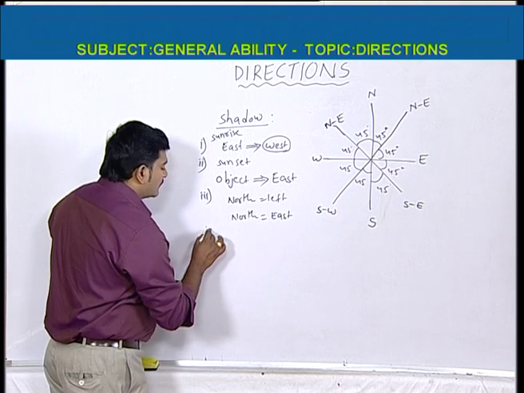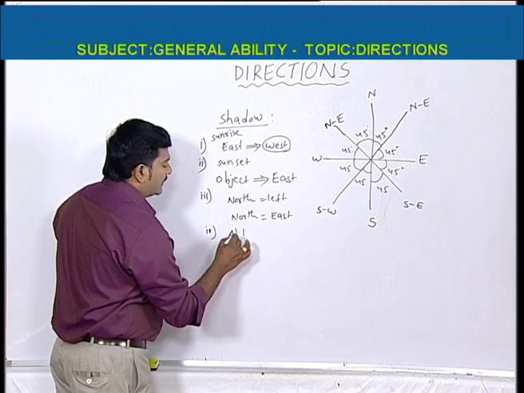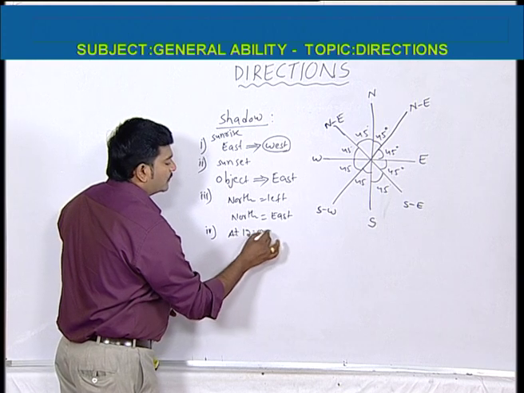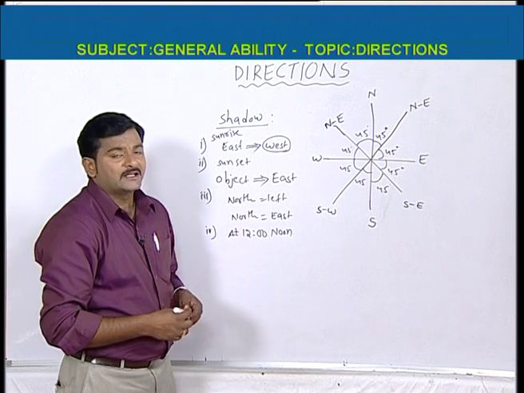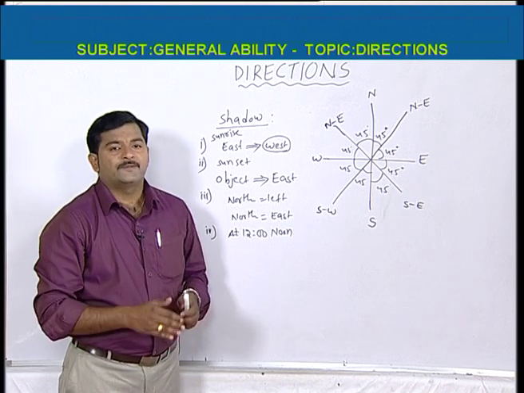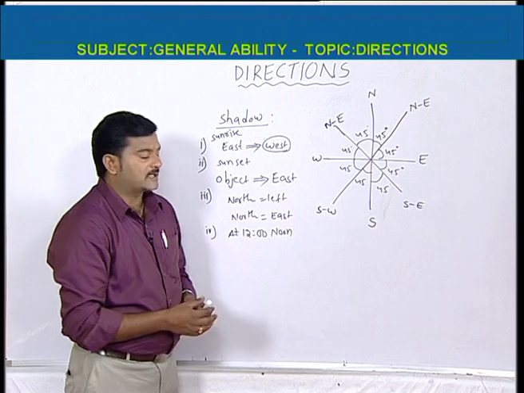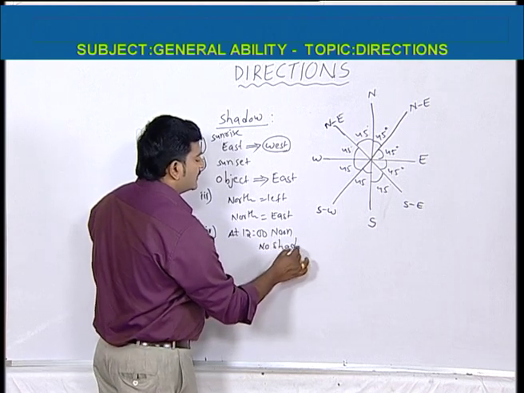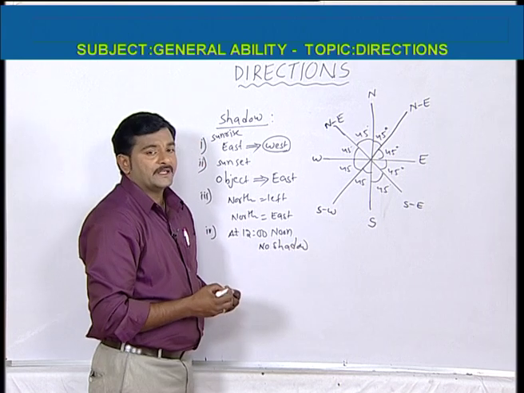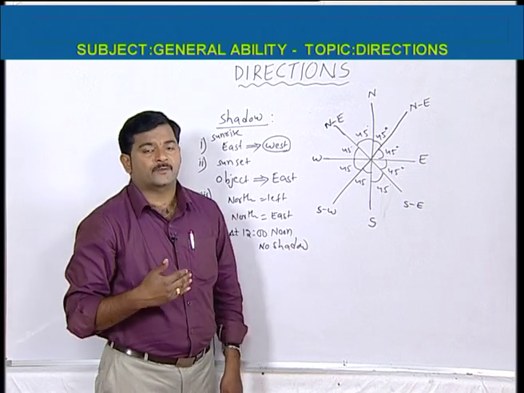And finally the fourth point is at 12 noon. At exactly 12 noon, since the sun rays are vertically downward, we say that at exactly midday 12 noon there will be no shadow. These are the four different points regarding shadows. I repeat these 4 points once again.